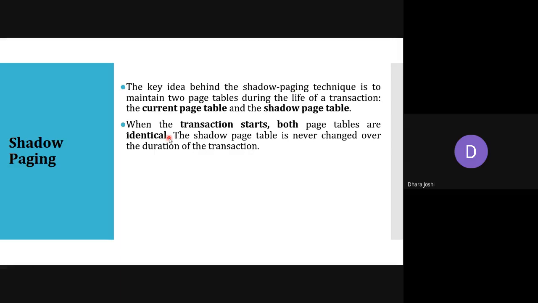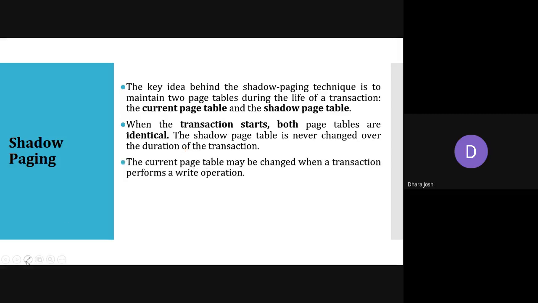When the transaction is getting started, both page tables are identical in nature. The shadow page table is never changed over the duration of the transaction. That means, suppose we are dealing here with these two. This is the current page table. This is the shadow page table, identical in nature in the initial phase of a transaction, like the transaction started, and this shadow page table will not change. Whatever is the previous status, it will not get changed.